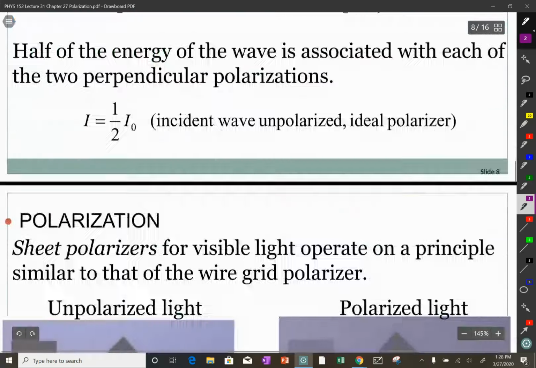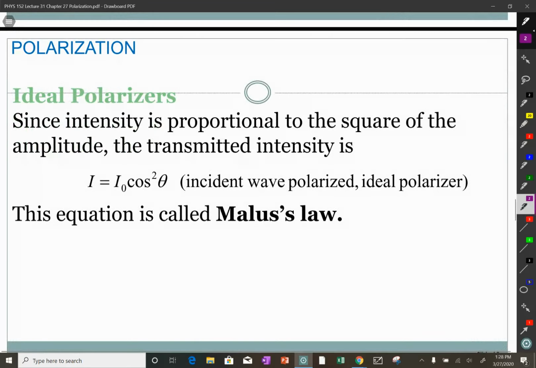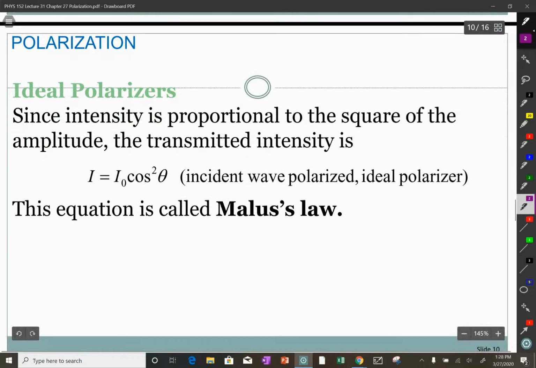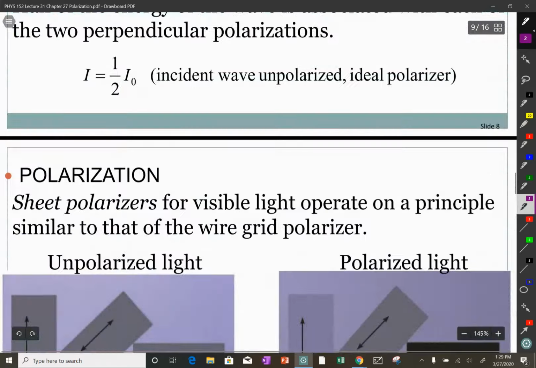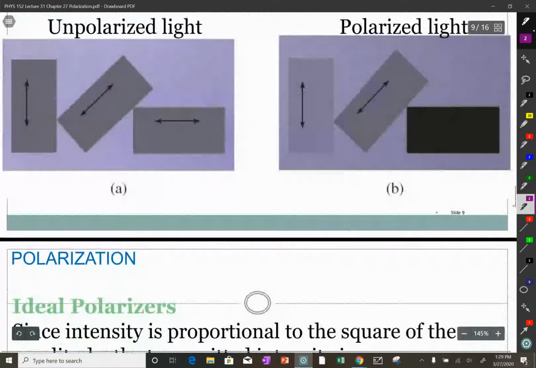So where do I have the law of Malus written? There's the law of Malus, or here it says Malus's law. That says the intensity that's transmitted is equal to the incident intensity times cosine squared of the angle. Now, I've already talked about this. If we have randomly polarized light, the intensity that's transmitted is 1/2 of the incident intensity.